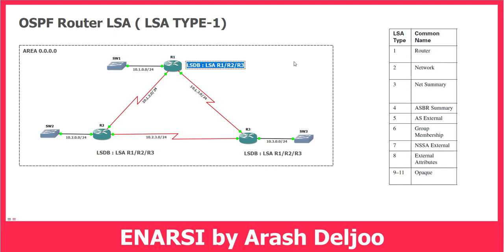After this LSDB creation, which is the topology of the area, we can run the SPF, or shortest path first, algorithm on this LSDB, and finally we will have the best path to reach other destination networks in this area. We can use the result of the SPF in the routing table; we can inject the result of SPF into the routing table. You have learned about this feature in previous videos.